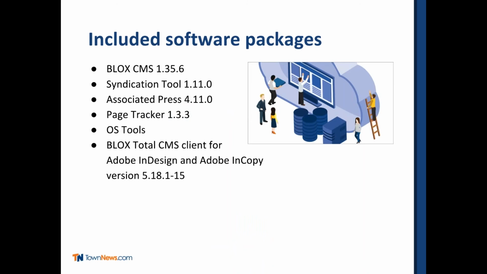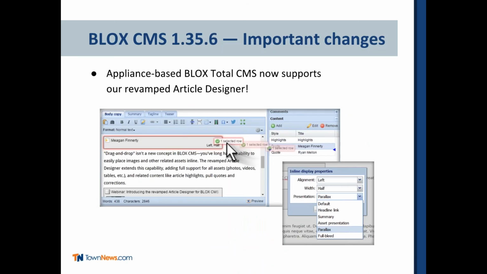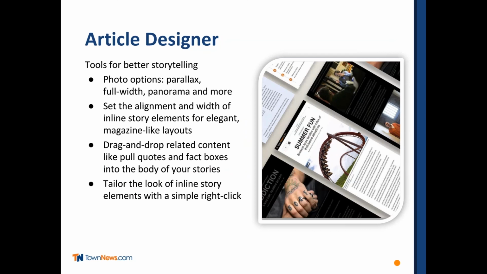Starting with the software packages. Here's a list of the big pieces that are in this update. We're going to skip the slide and go right into them. First thing that we're getting is a current version of BLOX CMS, relatively current for the appliance at least. This includes the brand new article designer tool, sometimes called the storytelling tools. This is an example of how we can drag and drop literally anything, including related content, directly into the body of the articles, and then display a bunch of properties with those. We're going to take a look at some of that in just a second.